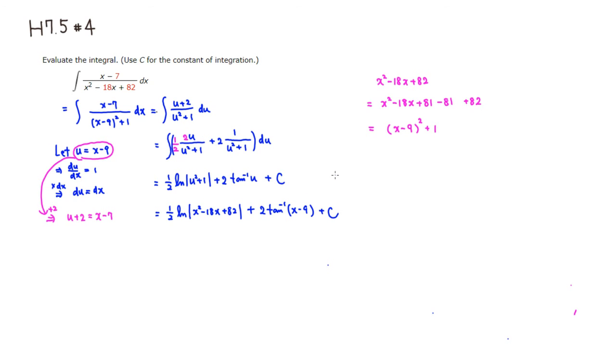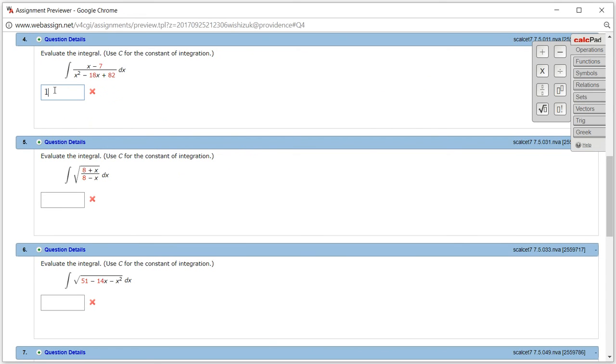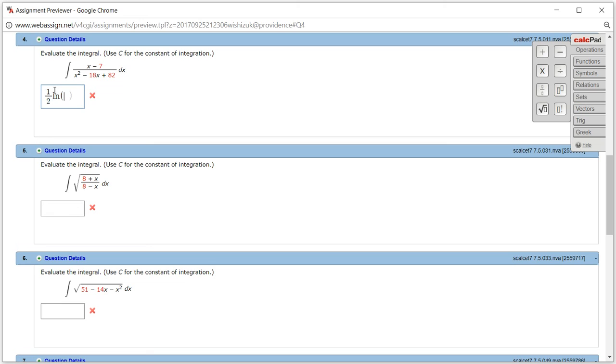All right, so let's type this in. We're going to get the 1/2 natural log of x squared minus 18x plus 82, plus 2 times arctangent of x minus 9, plus some constant c.